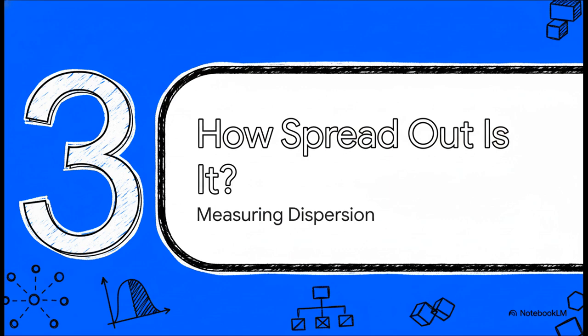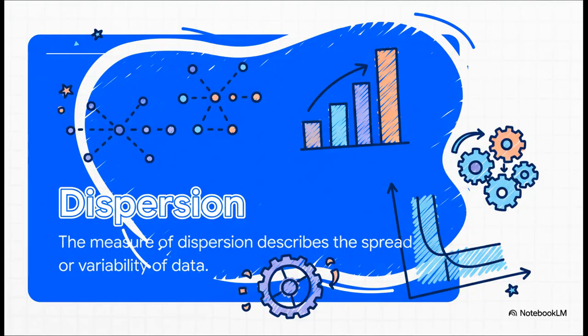Awesome. But that's only half the story. Think about it. Are all the numbers clustered tightly around that center, or are they scattered all over the map? We need a way to measure the data's personality, its spread. The word for this is dispersion.